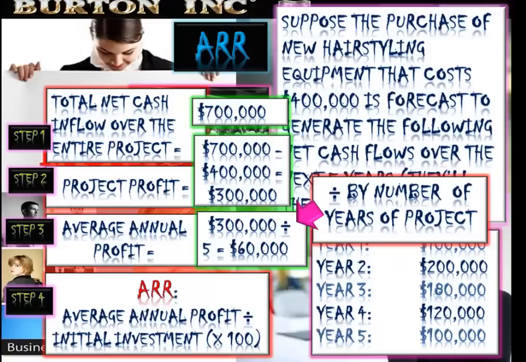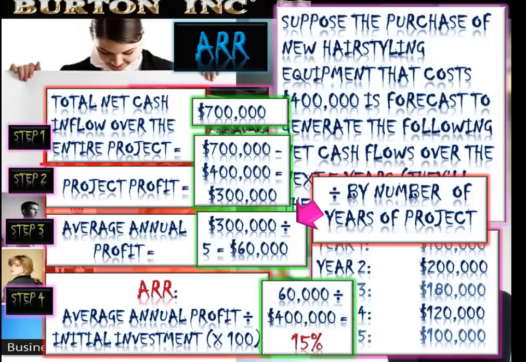So our accounting rate of return is average annual profit divided by the initial investment, and it's a percentage, so we times it by 100. Average annual profit, we've got that, 60,000. Initial costs, 400,000, that's what we're dividing it by. 60 grand divided by 400 grand, times it by 100, and we've got a 15% average rate of return.